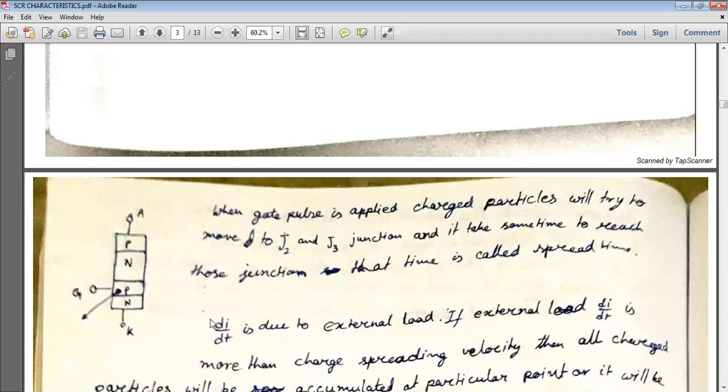Here the di/dt, that is the rate of change of current, is due to the external load. If the external load di/dt is more than the charge spreading velocity, then all charged particles will be accumulated at a particular point or it will be stopped. So there will be collision and the gate cathode section is going to burn. The accumulation of charge at a particular place is called a hotspot or local hotspot. This will destroy the device.